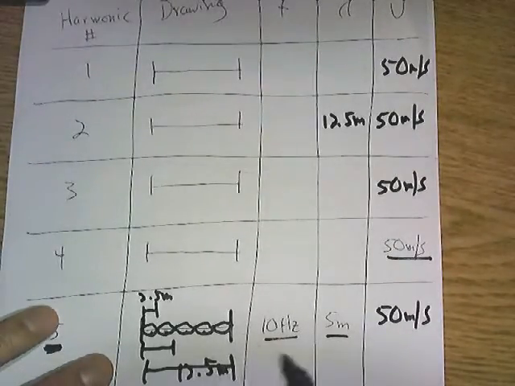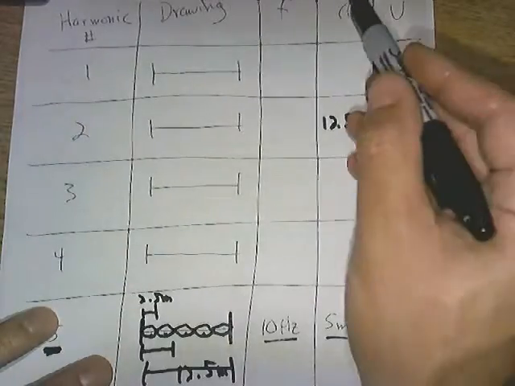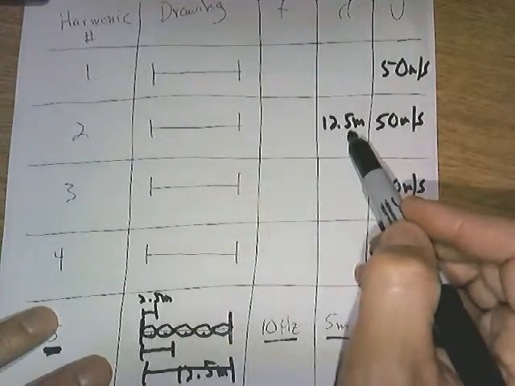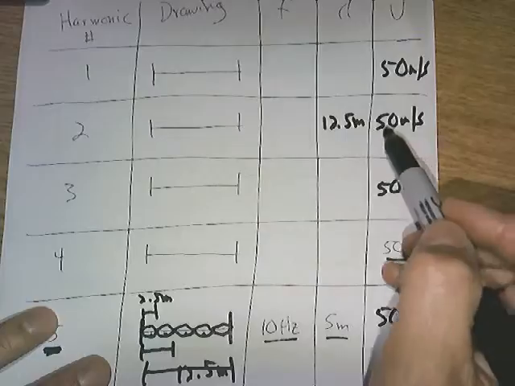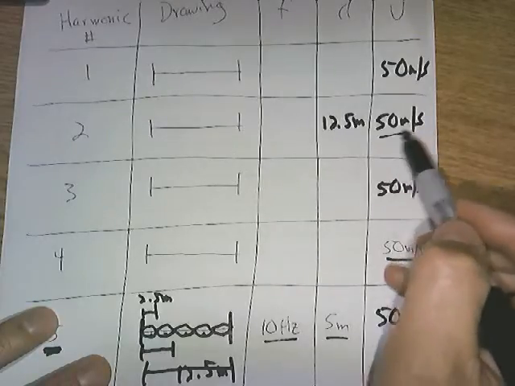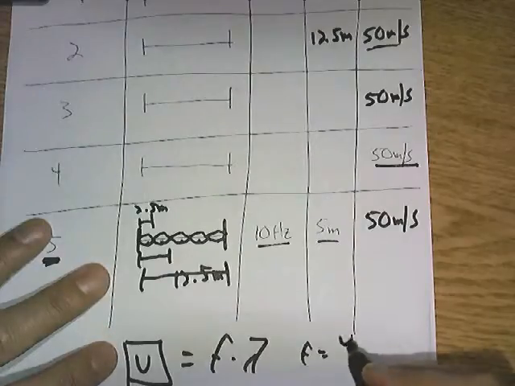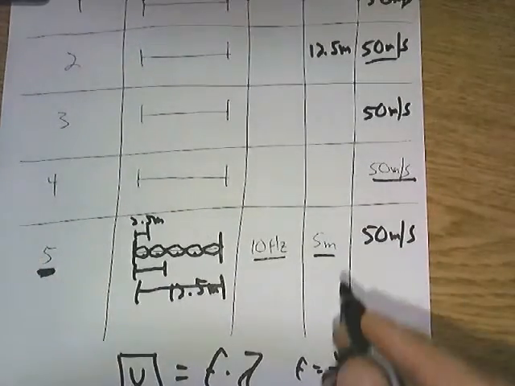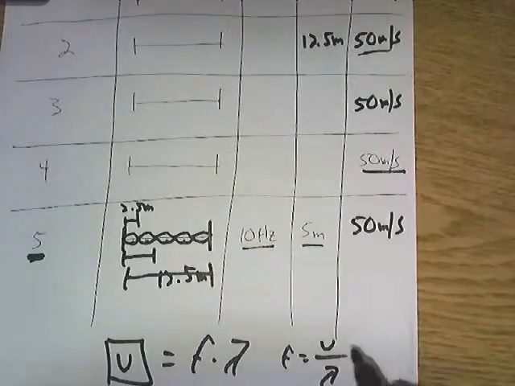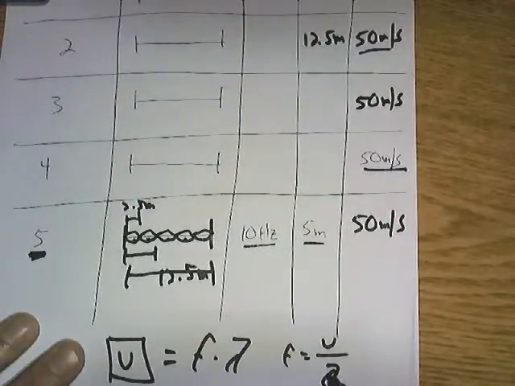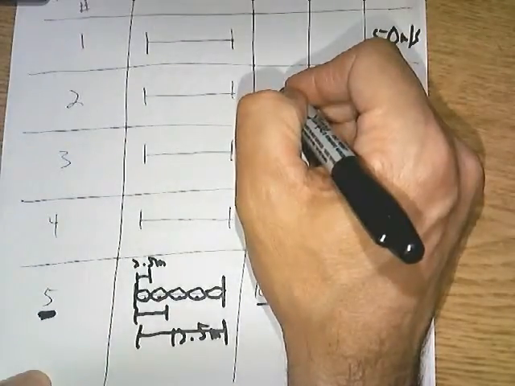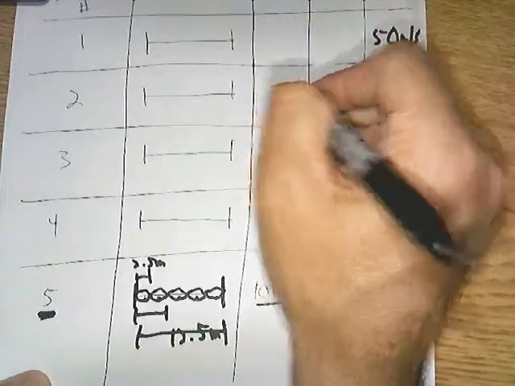So here goes. I'm going to jump because I already know that I have a wavelength here of 12.5 meters and I have a wave speed of 50 meters per second. So I can solve for my frequency, which is going to be the speed divided by the wavelength. And that's 50 divided by 12.5. And this frequency here is going to be 4 hertz.